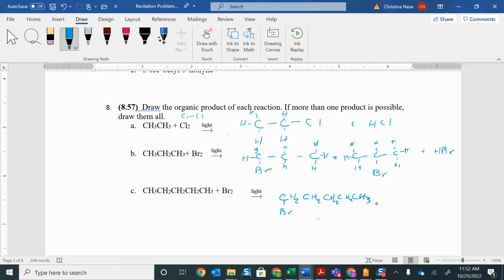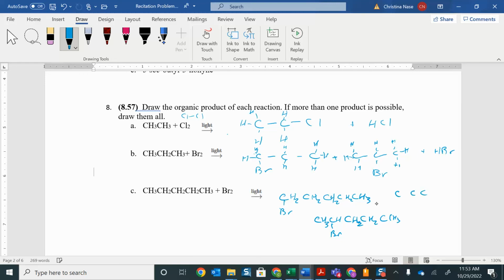Here's another one. 1, 2, 3, 4, 5. Instead of putting it on the first carbon, the bromine can attach to the second one. I can give as many hydrogens as I need here. 2, CH2, CH3. That's one product. That's another product. I could also put it on third carbon.